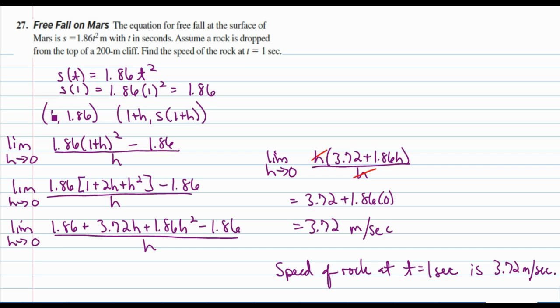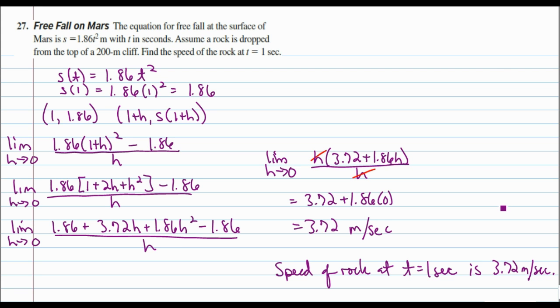So my 2 points are (1, 1.86) and (1 and a little bit, s of 1 and a little bit). So I plug those into my difference quotient, take the limit as h approaches 0, and I get 3.72 meters per second, which means that the speed of the rock at exactly t equals 1 second is 3.72 meters per second. That's how fast it's falling. Now the rock only fell 1.86 meters, but it was falling at a rate of 3.72 meters per second. So that speed is really picking up there in that first second.